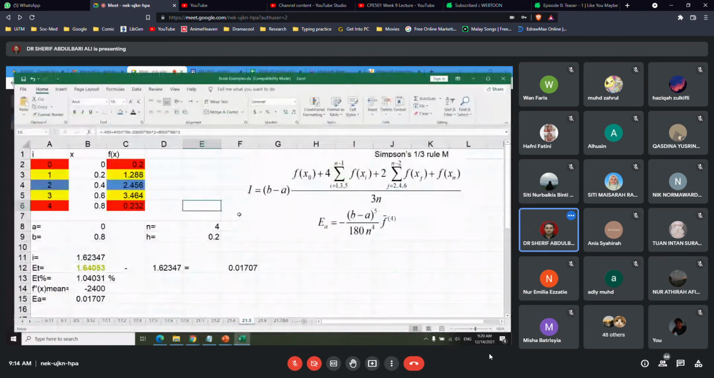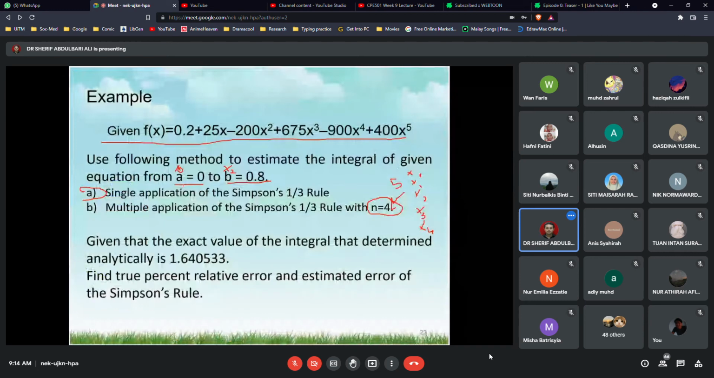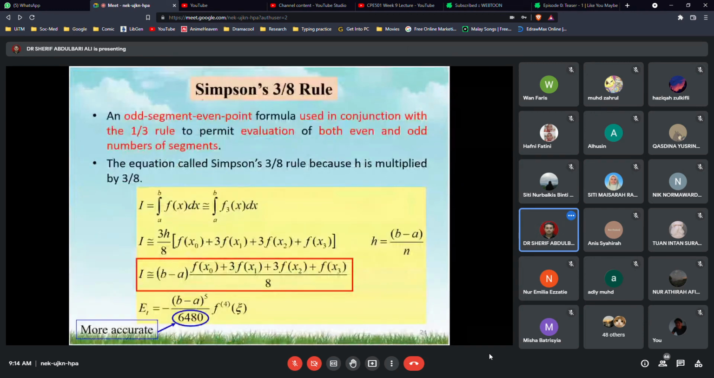So that was for the 1/3 rule. So now is the last thing here. It's the Simpson 3/8 rule. So remember, it is a single application of Simpson 3/8. It needs 4 points, and these 4 points will create for you 3 segments. So an odd number of segments and even points are used in conjunction with 1/3 to permit evaluation for both even and odd numbers of the segments.